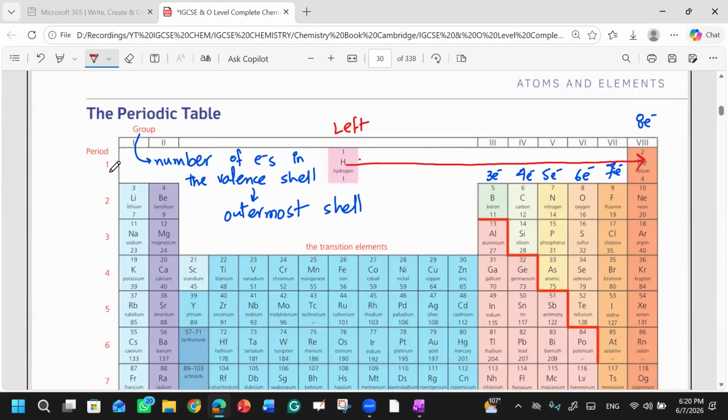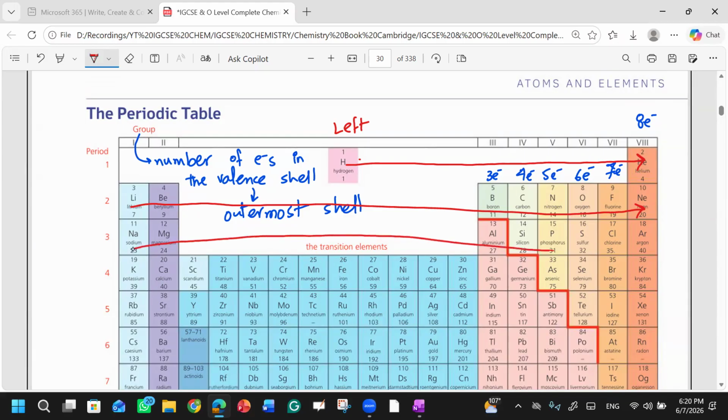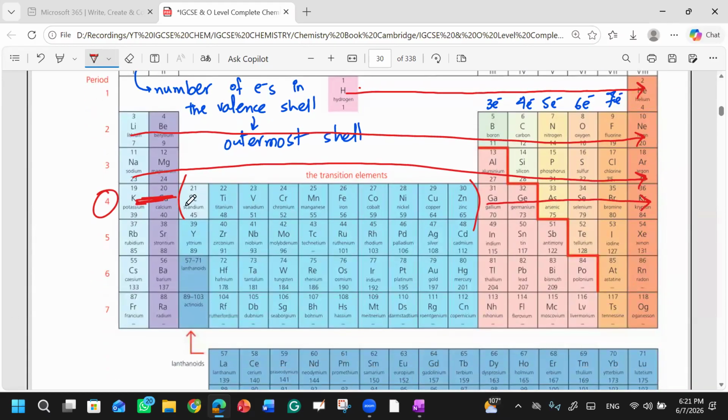In period 1, there is hydrogen and helium. In period 2, you go from lithium to neon. Period 3 starts from sodium and ends at argon. Are you clear with this? Now period 4, you will have these two, and you will skip these because these are transition metals. Then we will start from here. From left to right, this is the 4th period. We are just ignoring these because these are transition metals, otherwise we would consider them.